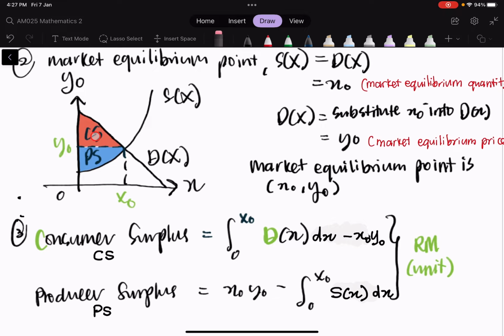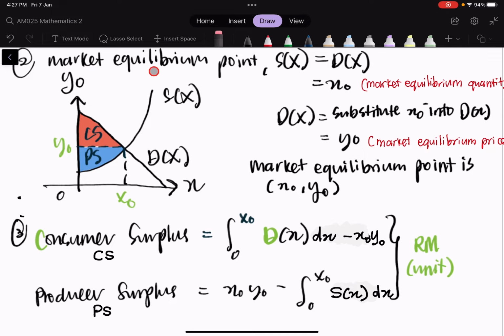The area for CS is above Y0, where Y0 is the market equilibrium price, and below the demand function. The area for producer surplus, PS, is above the supply function but below Y0, the market equilibrium price.